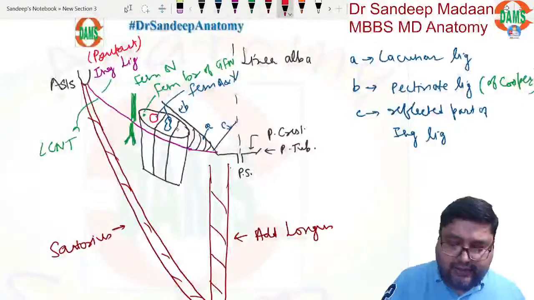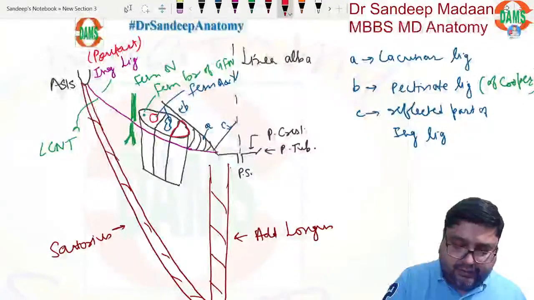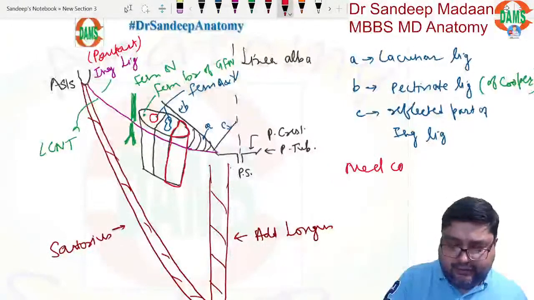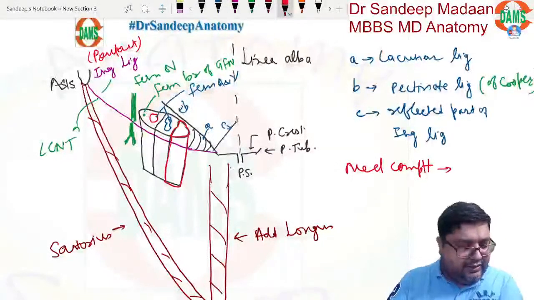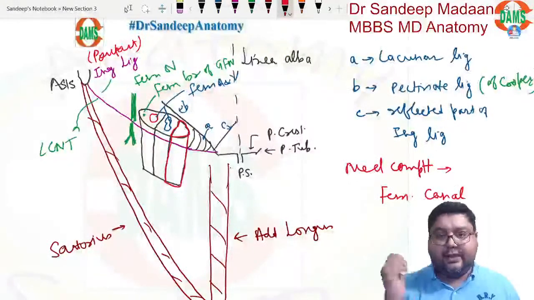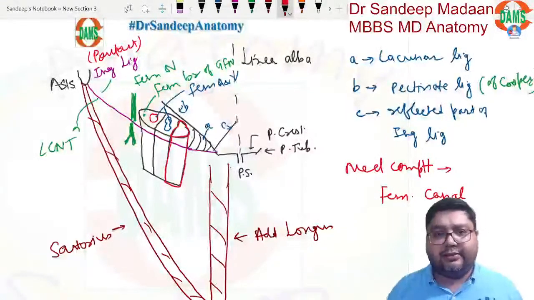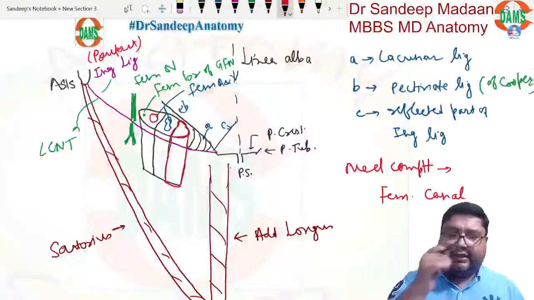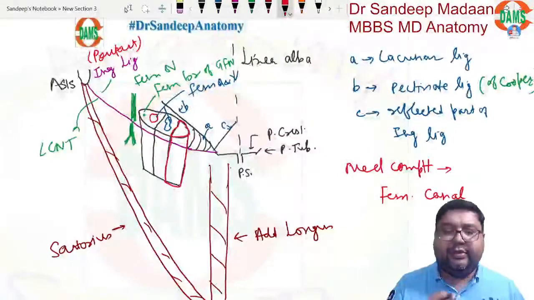Now this medial compartment of the femoral sheath, what is this called as? This medial compartment of the femoral sheath is called the femoral canal. Its outlet will be called the femoral ring. The whole compartment is the femoral canal, and that opening will be called the femoral ring.